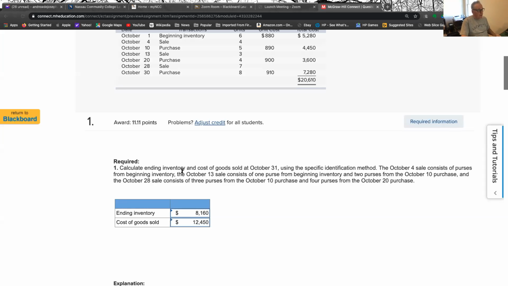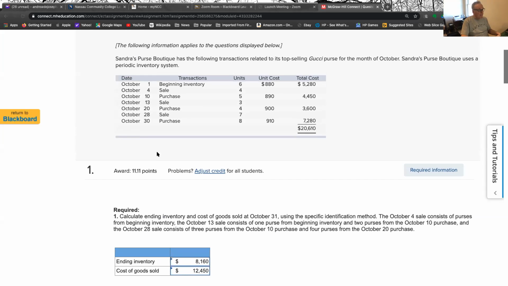Calculate ending inventory and cost of goods sold at the end of the month using the specific identification method. So one of the methods we're going to learn is called specific identification. And what does that mean? It means we know exactly how much inventory is there, where it came from. Do we have any left from the beginning? Do we have any left from these various purchases that took place during the year?